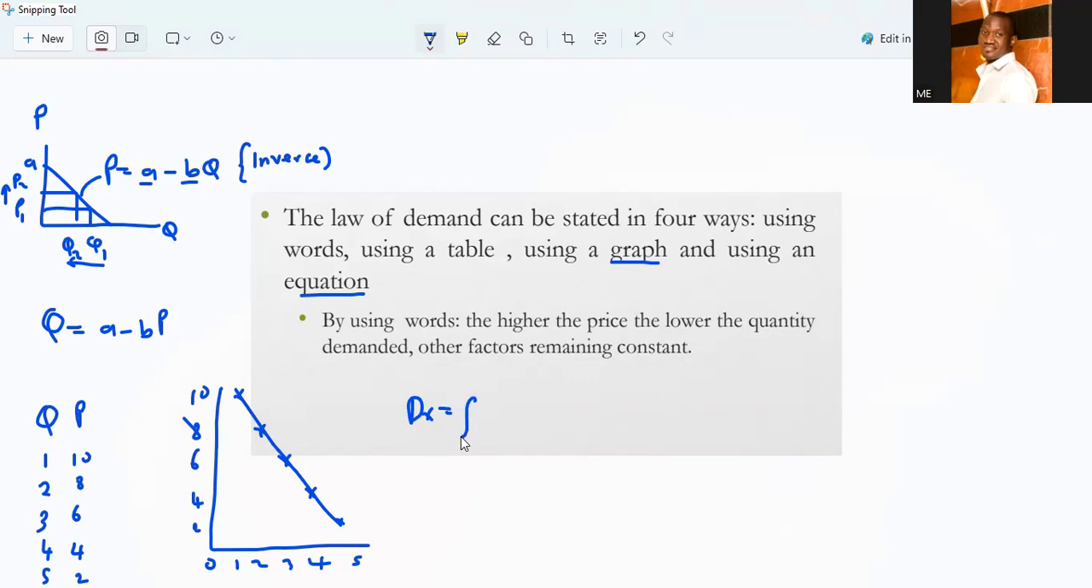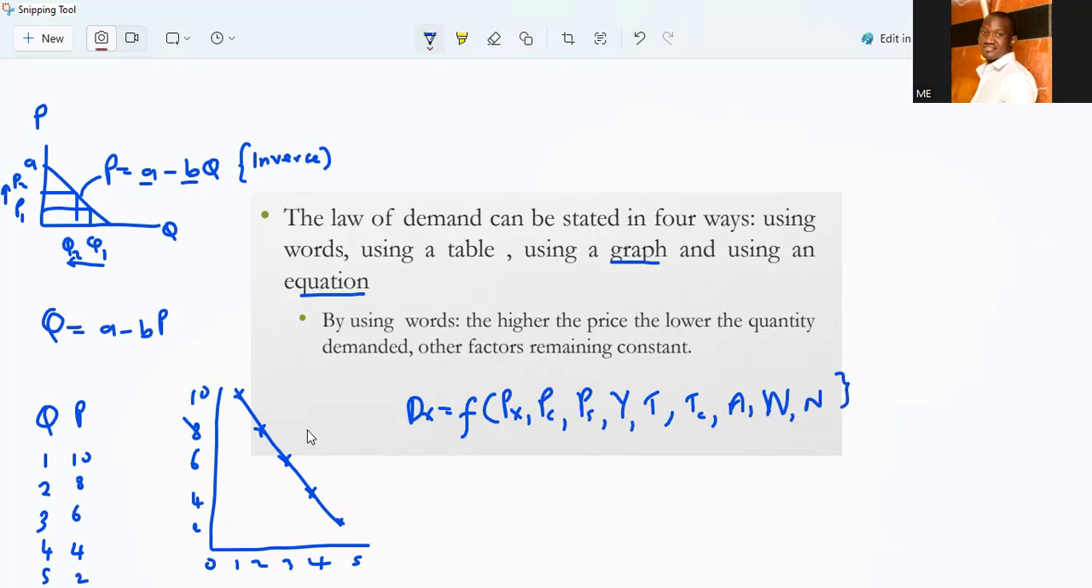So there are several factors that include, number one, the price of that particular good, the price of a complementary good, the price of a substitute good, the price of the income, the tastes or preferences, the technology, expectations, advertising, weather, population, natural population. So all these factors affect what? The demand for a good.